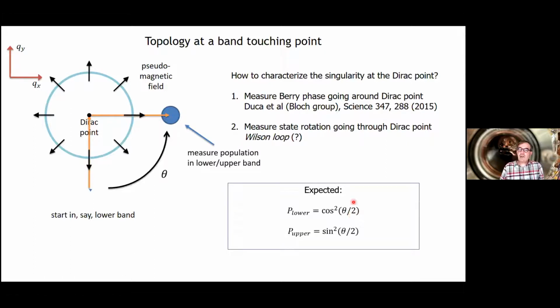And this factor of 2 is exactly the factor of 2 that turned the Berry phase from 2 pi to 1 pi. So measuring this, people relate it to a Wilson loop operator, but measuring this state rotation or the variation in populations directly characterizes the singularity at the Dirac point just as much as a Berry phase experiment would.